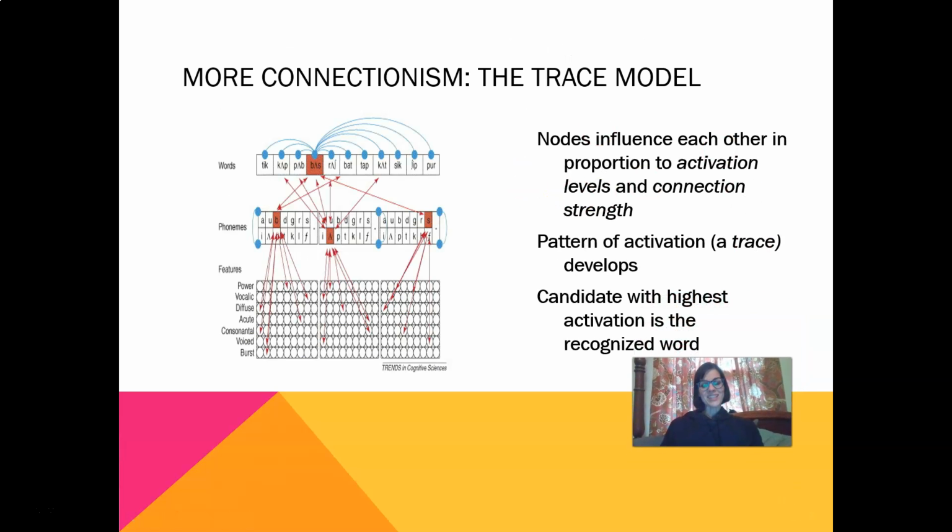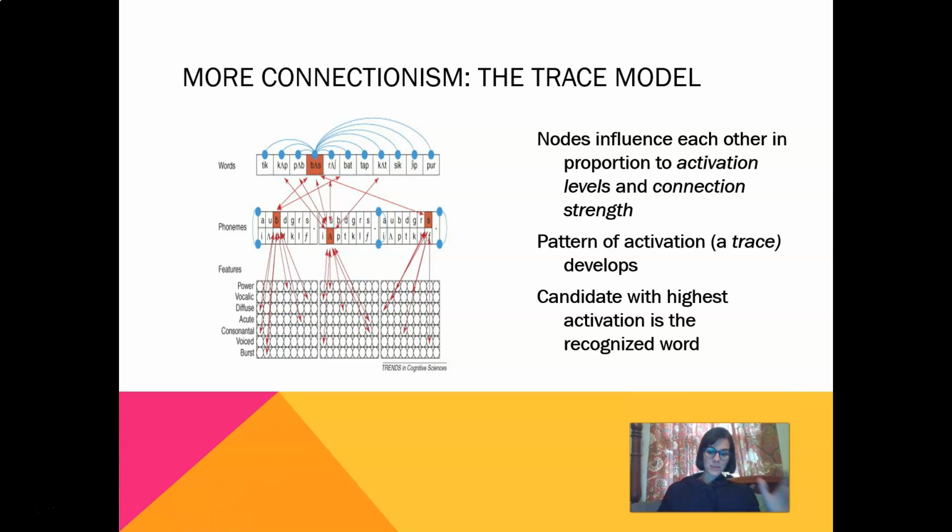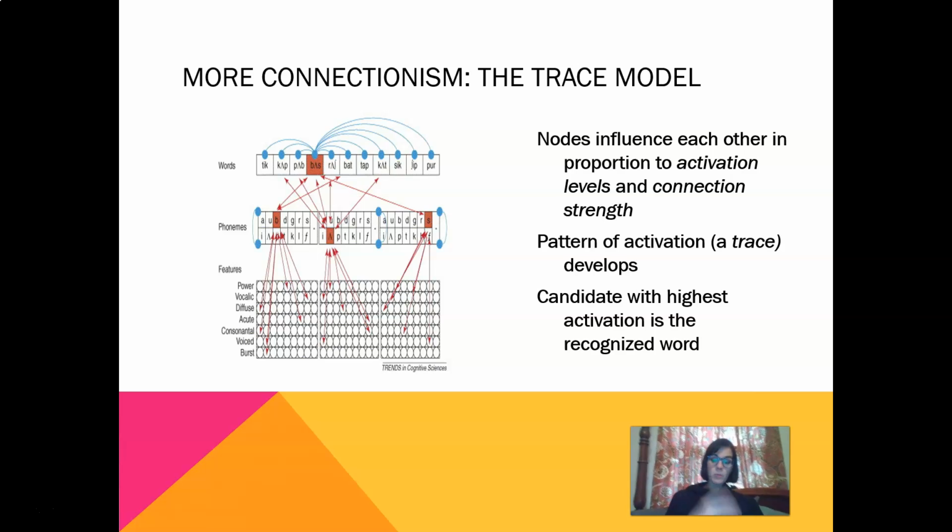So yeah, I am going to talk about the TRACE model very briefly. I'm not going to test you on it though, just so we're clear, and I'll keep this short. So the TRACE model is a connectionist model. And so basically we have different types of levels when we're processing sounds. So we have the word level, we have the phonemic level, and then we have different features of those phonemes.